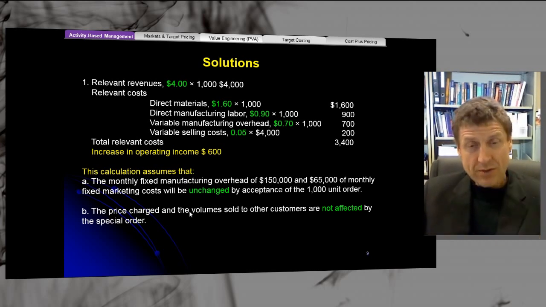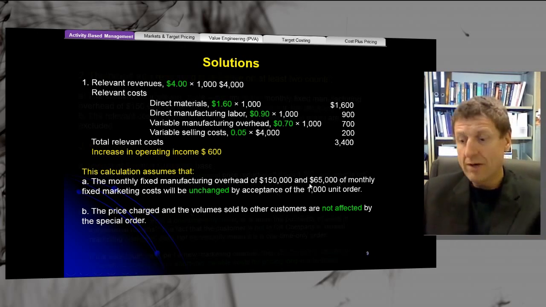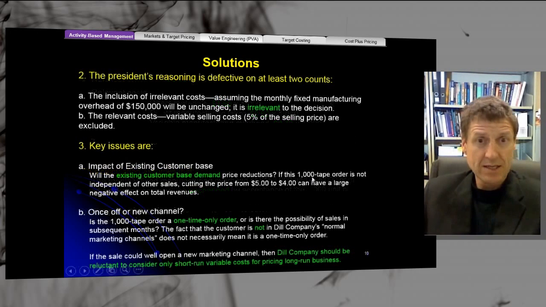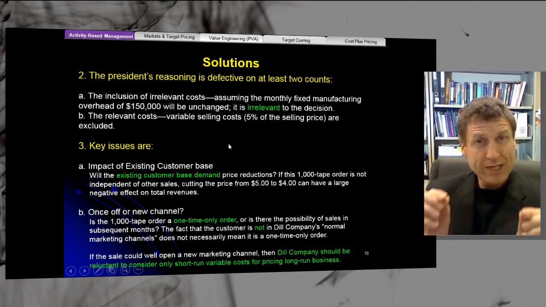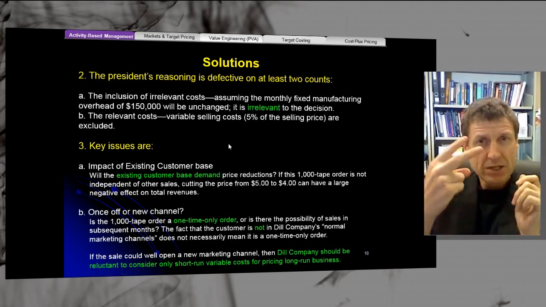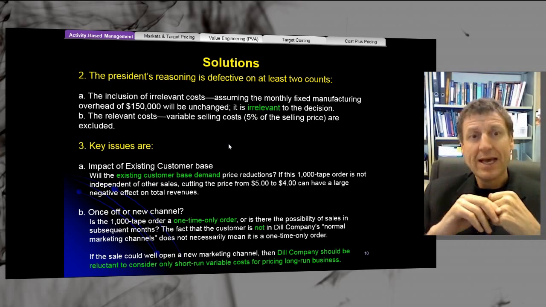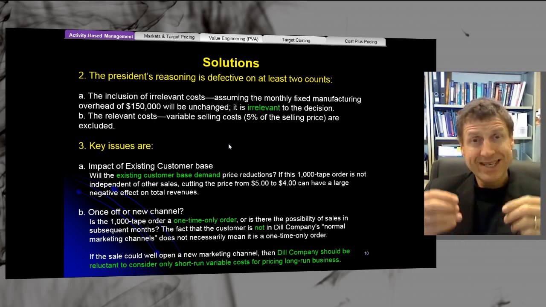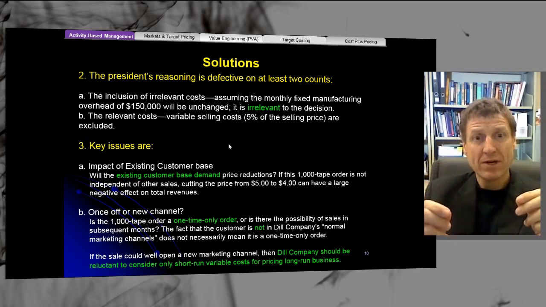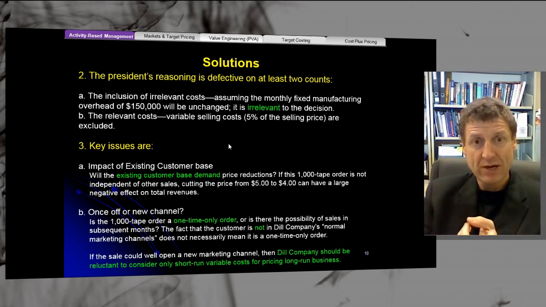So let's go to the next stage of the questioning of the reasoning of this exercise. We want to make very clear that the president's reasoning is defective on at least two counts. The president's reasoning included irrelevant costs, that is, the fixed manufacturing overhead. It is irrelevant to the decision.